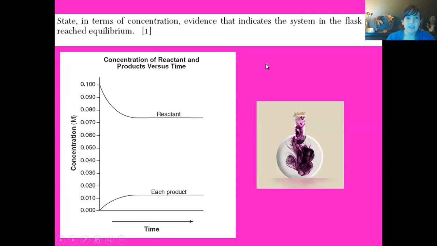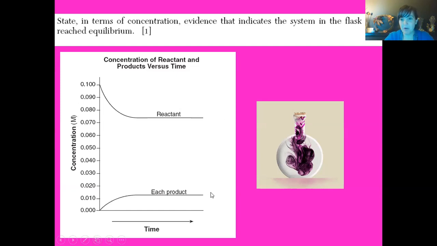All right, it says state, in terms of concentration, evidence that indicates the system in the flask has reached equilibrium. So how can we tell that this reaction has reached equilibrium? That it is going just as fast in the forward direction as it is in the reverse direction? Well, in terms of concentration, I can tell because the concentration is no longer changing. We started off with 0.1 of the reactant. Now we have like 0.075, it looks like. It's not going up, it's not going down. The concentration is constant. Same with the product.